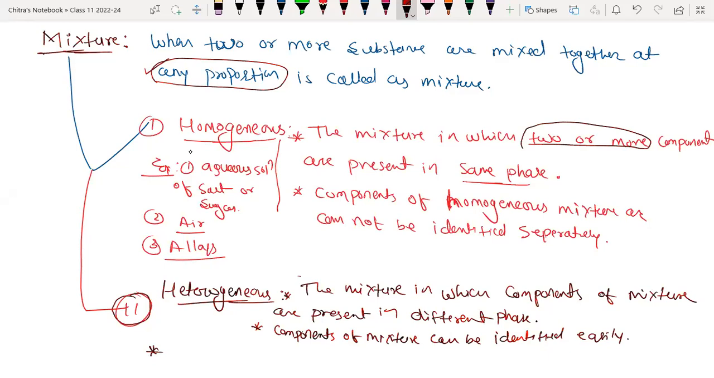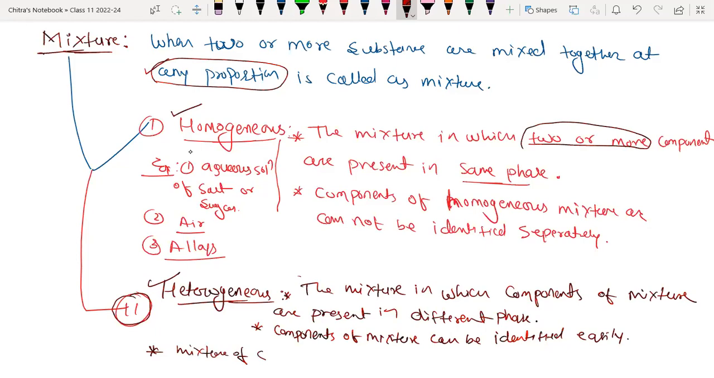Understood, everyone? But sir, we cannot identify the compounds in them, like glucose or tartaric acid. See, if we cannot identify it, it is homogeneous. If we can identify it, it is heterogeneous.